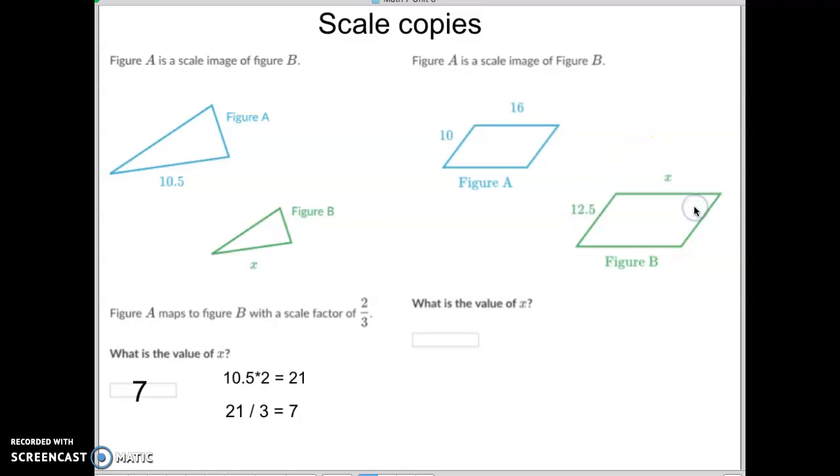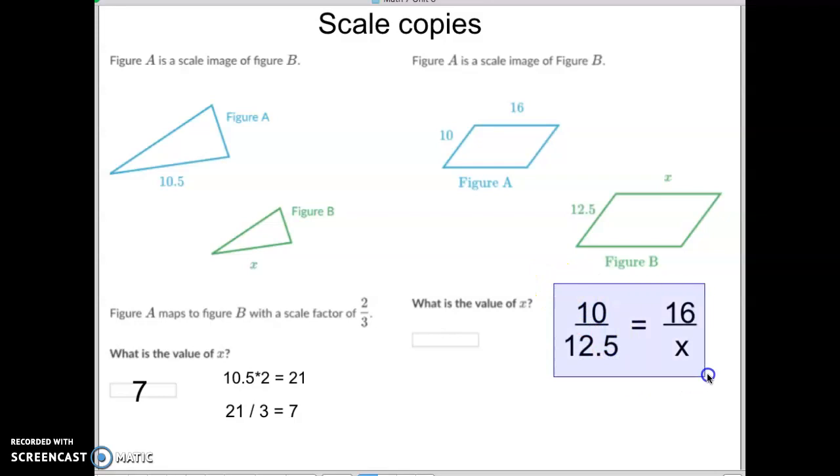In order to do this, this is really set up just like a proportion. So we have 10 is to 12.5 as 16 is to x. And if you remember in proportions, you can do this one of two ways.